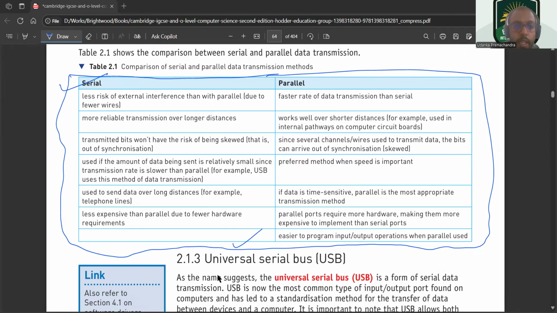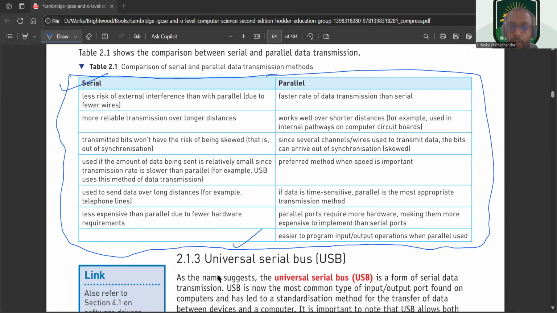They are clearly mentioned differences, a comparison of serial and parallel. So what is more reliable, what is less reliable? Transmission bits would be at risk of being skewed. They mention the serial channels and why they are used for transmitting data.